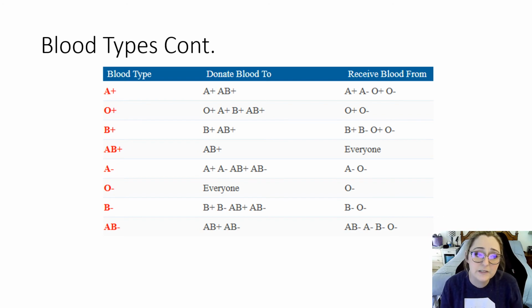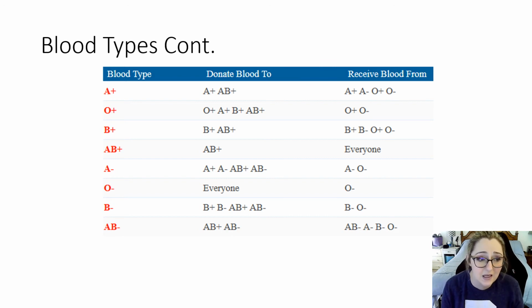So if you're ever in a situation where someone needs a transfusion, and maybe it's not necessarily in a hospital, because in a hospital they check, double check, and triple check to make sure they have the correct blood types going to the correct recipient. So I think it's important to know these things. If you know your blood type, definitely know who you can take blood from and who you can donate blood to.